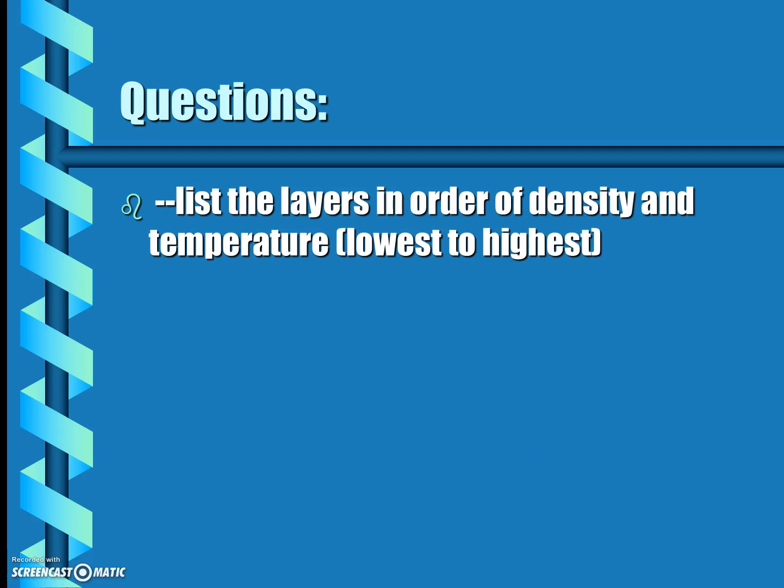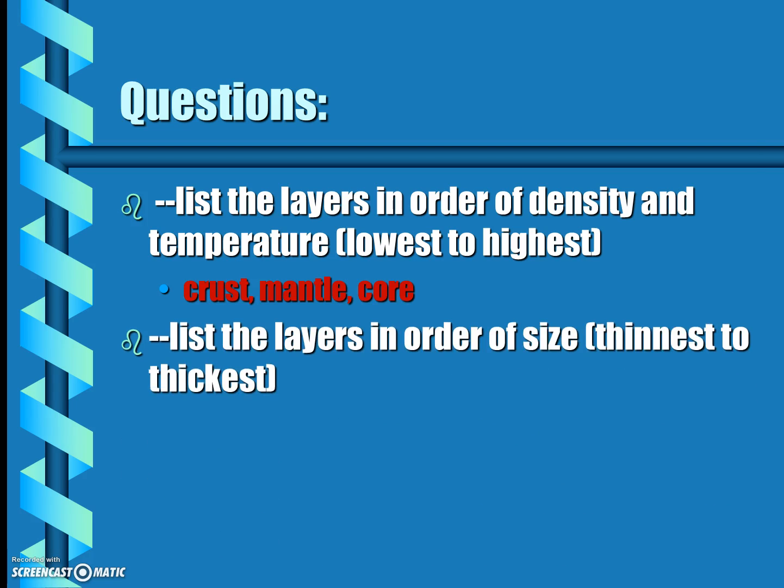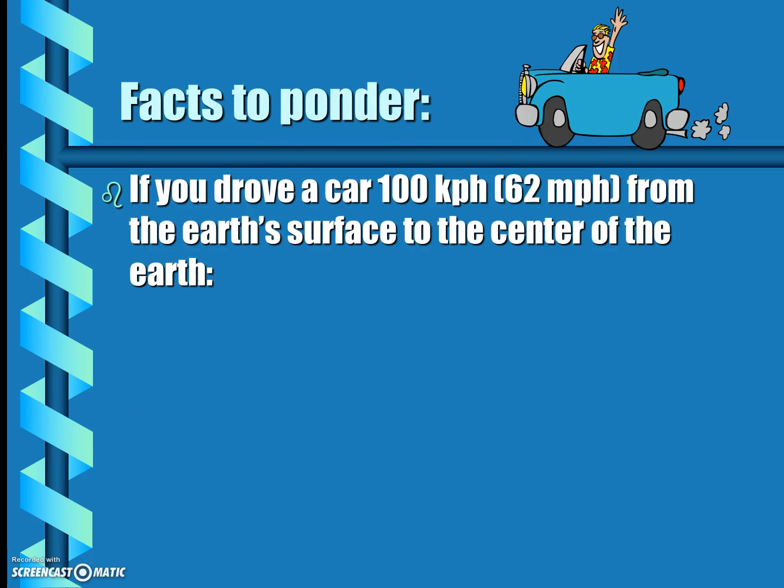So some questions for you. List the layers in order of density and temperature from lowest to highest. You've got the crust, the mantle, then the core. List the layers in order of size. The crust is the thinnest, then the inner core is the second thinnest, the outer core, and then the mantle is the thickest. Which layer can support life? We know this, it's the crust. Just things for you to kind of think about.